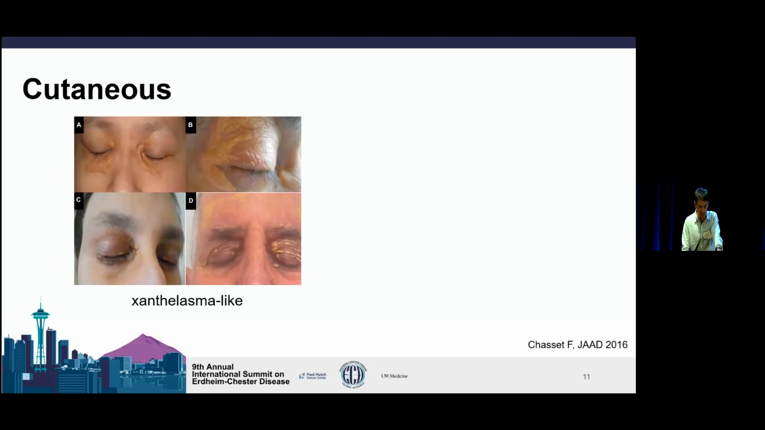I'll conclude with skin involvement. About 30% of patients suffer from this. This is the most typical lesion. You may know it. It's called xanthelasma-like because xanthelasma is what we find when the cholesterol is high. This is not the same situation, but it's something that is reminiscent of that.